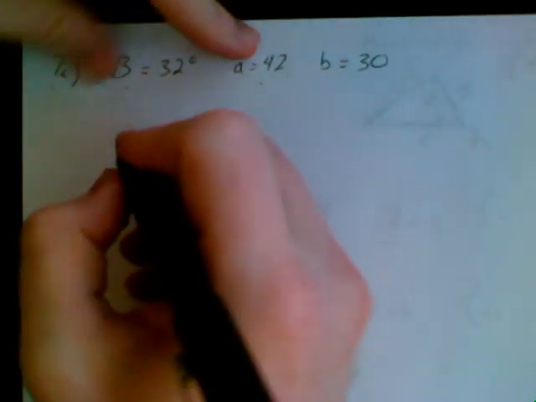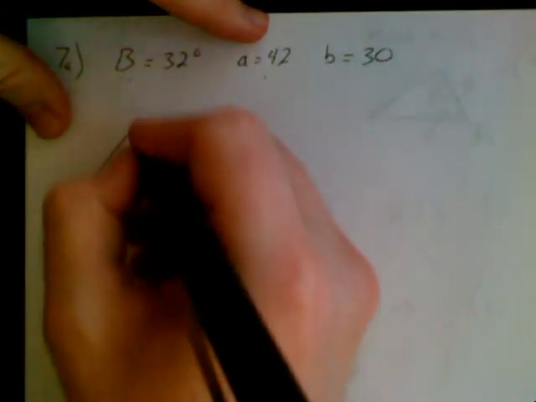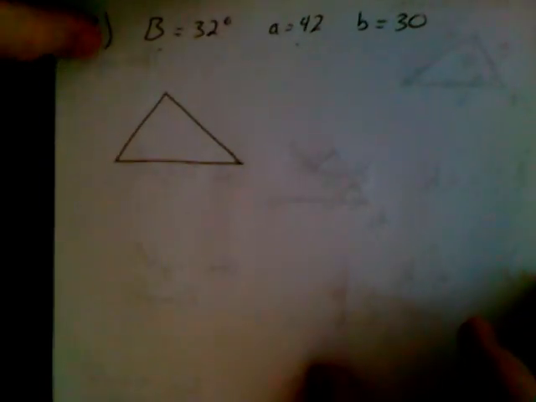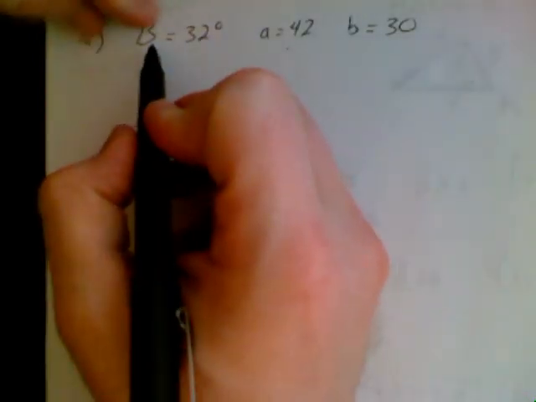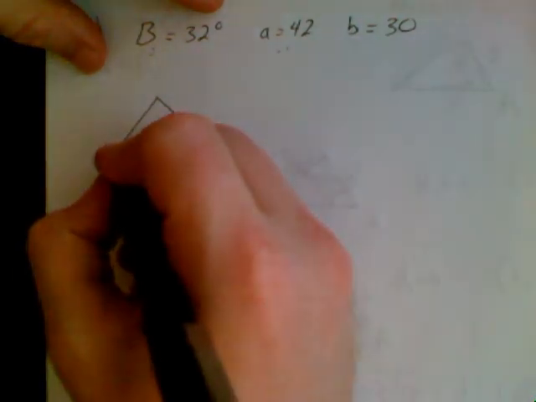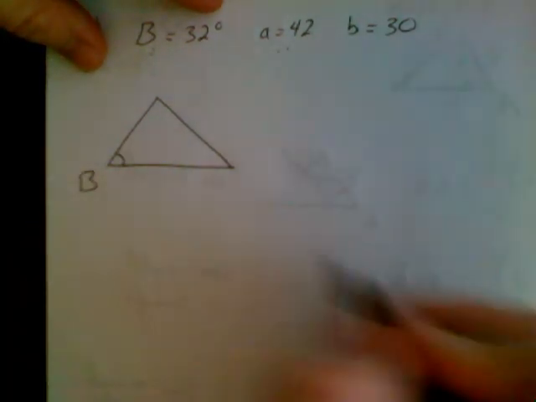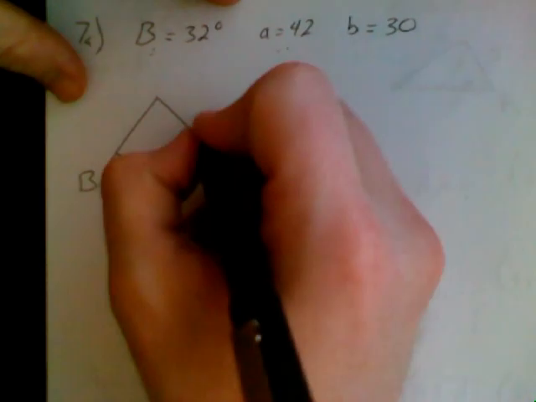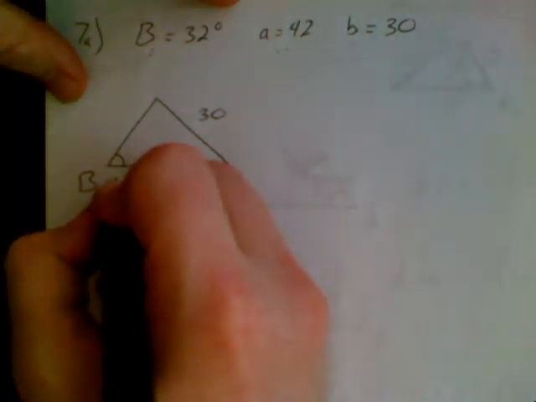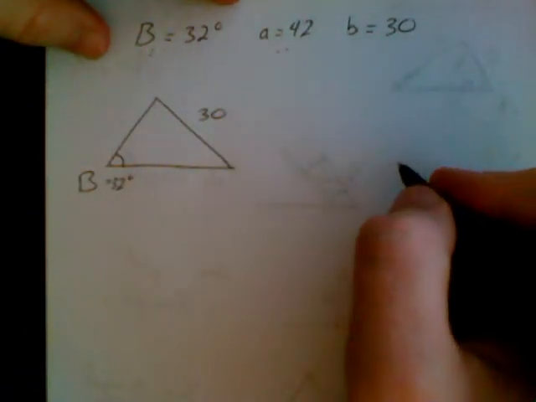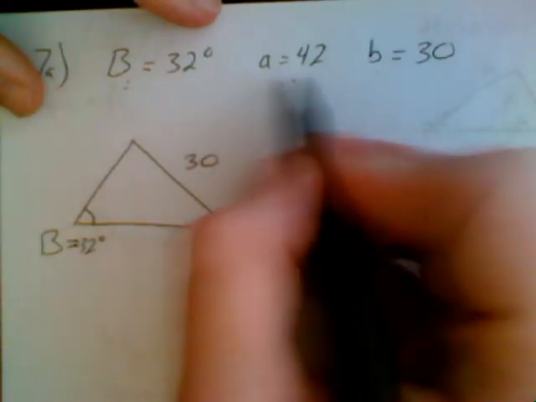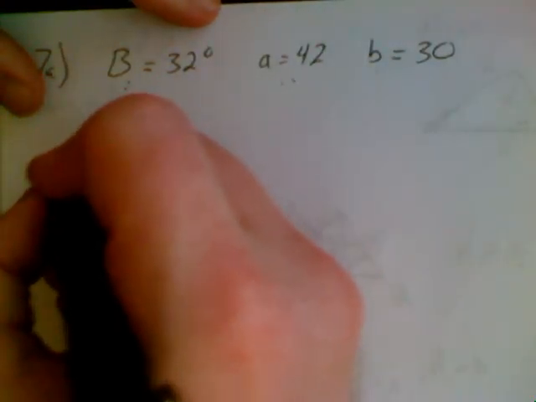How do I know that? Let me draw a triangle. Every single time I do one of these triangles where I'm given angle, side, side, I'm going to make the angle this location here. The opposite side is 30, so I have this as 32 degrees. This is the opposite side, which is 30. And then this side, I'm going to label as the other side. So this is 42. So that means this is angle A, this is B, and this is C.